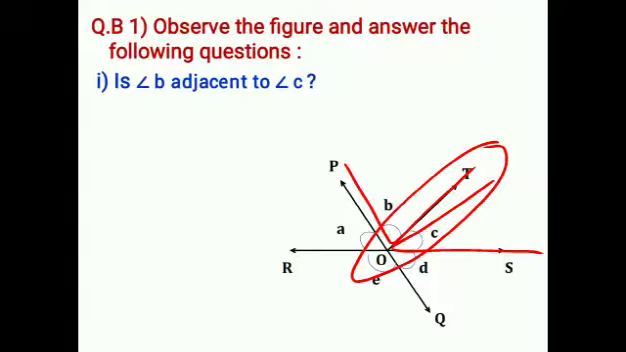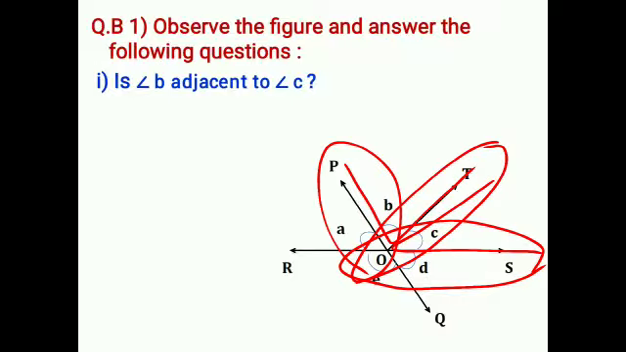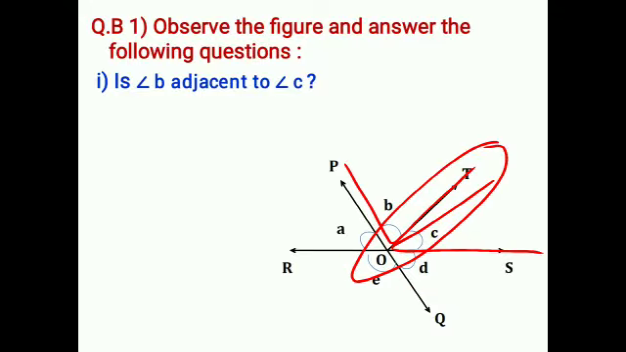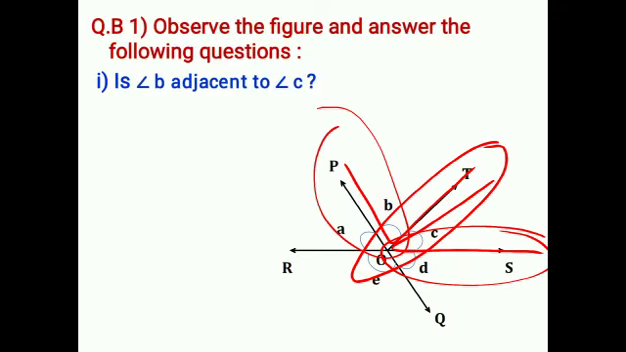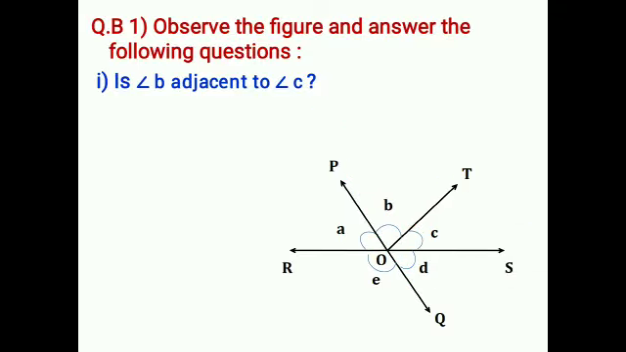Now third condition is what here? Non-common arms. Which are the non-common arms between these two angles? OS and OP. So in this condition, non-common arms are lying on exactly opposite side of the common arms. So third condition is also satisfied because PO and OS are exactly opposite to the common arm. Okay, so here angle B is adjacent to angle C. So your answer is yes.